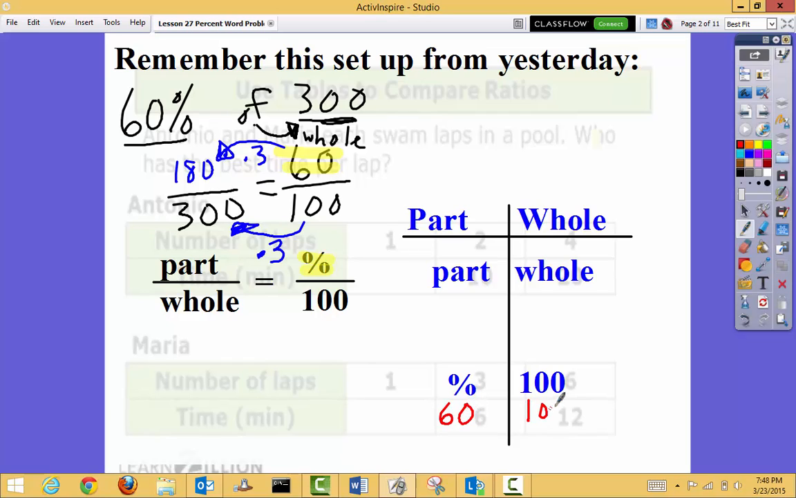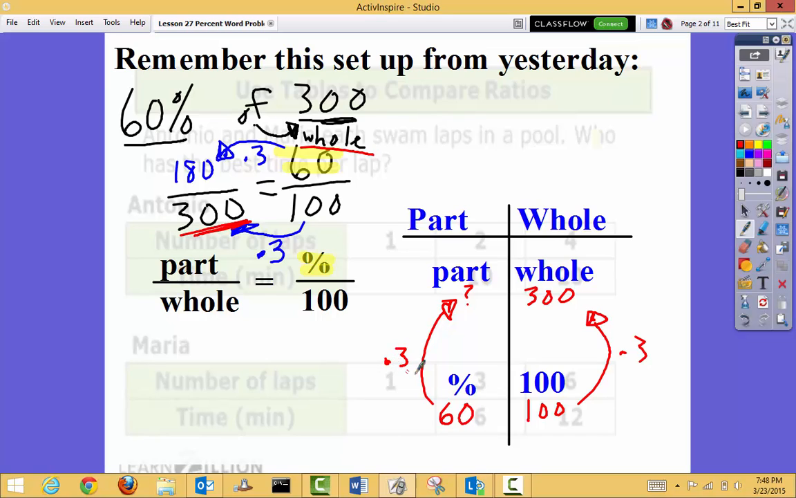My whole is at 100. And now it's my equivalent fraction. I'm looking for that 300 because it's also a whole. I'm looking for this mystery number right here. So how do I get from 100 to 300? Times 3. So I need to do the same thing to the opposite side.